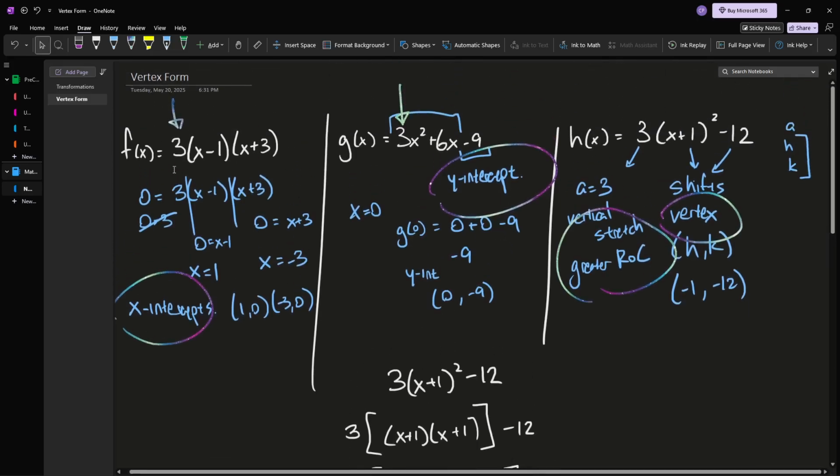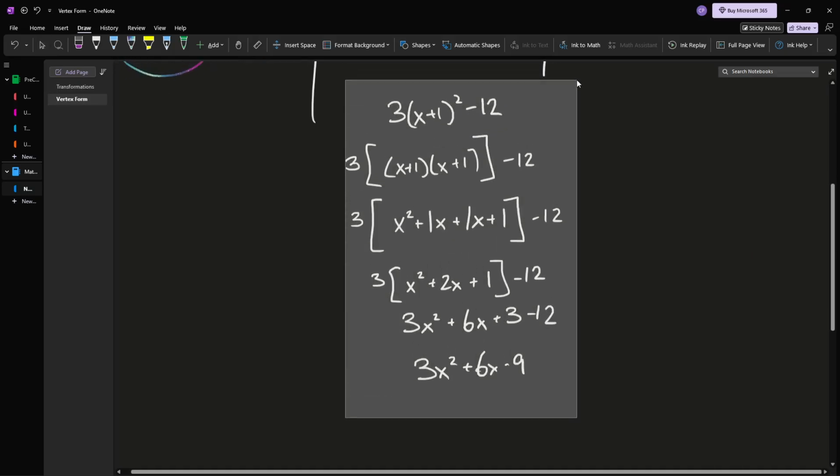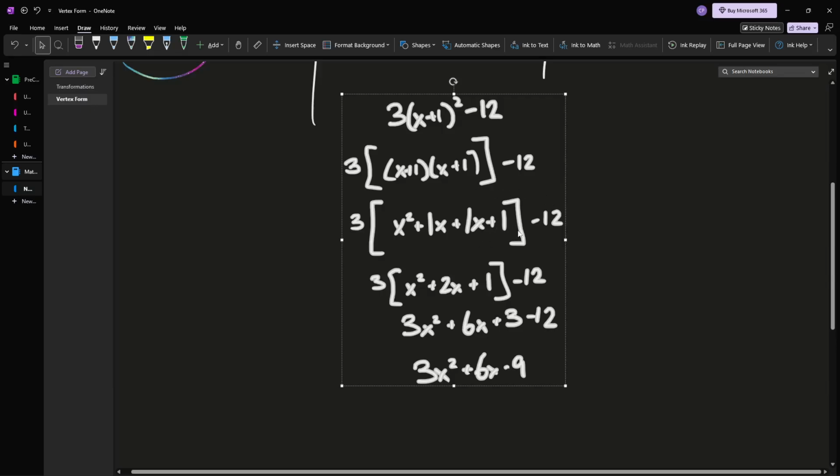So to go from f of x to g of x and from h of x to g of x, we can just FOIL it out. We can FOIL it out and get the standard function. So that shows us that these functions are all equivalent.